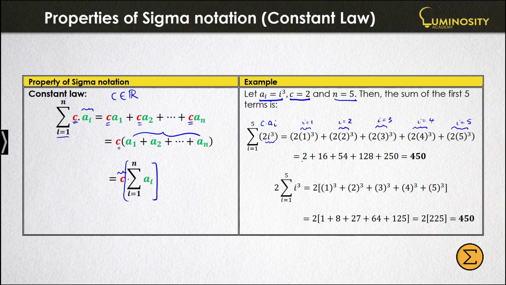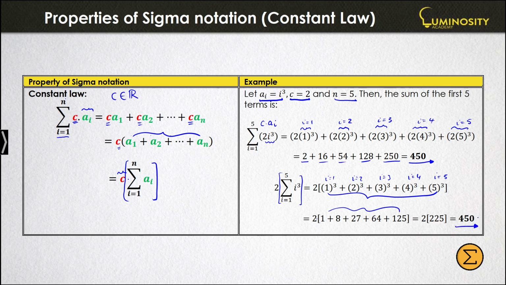So if we do all of that, we get the sum coming out here. 2 plus 16 plus 54 plus 128 plus 250, which gives us a grand sum total of 450. If we did the constant law now and pulled out the constant, so pull out the 2 and then do the summation here, we would simply add from i equals 1 to 5, 1 cubed, 2 cubed, 3 cubed, 4 cubed, plus 5 cubed. So if we did the cubings first, add them all up in the summation, then multiply by 2, we get the same result. 2 times 225, which will give us 450.